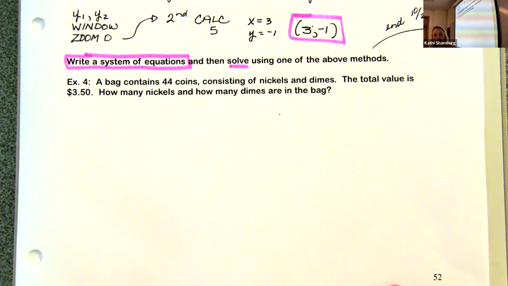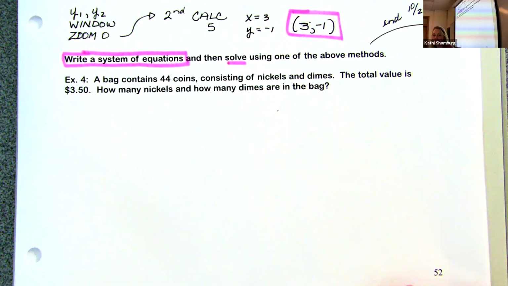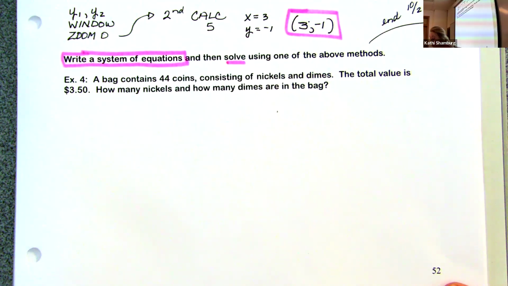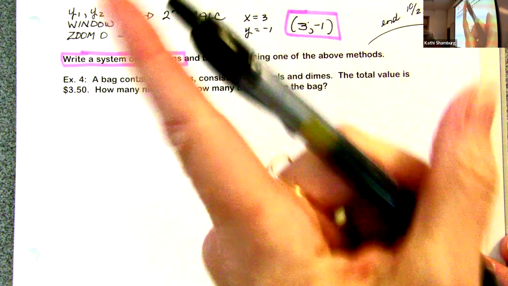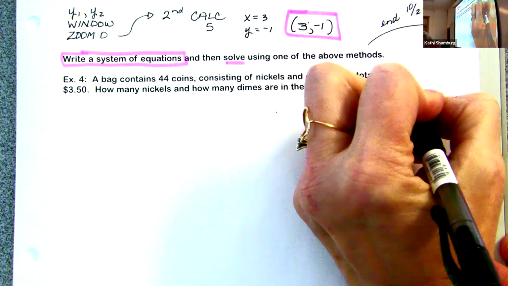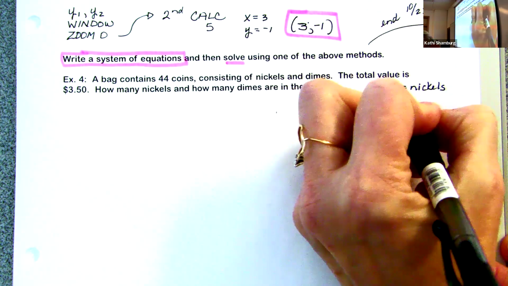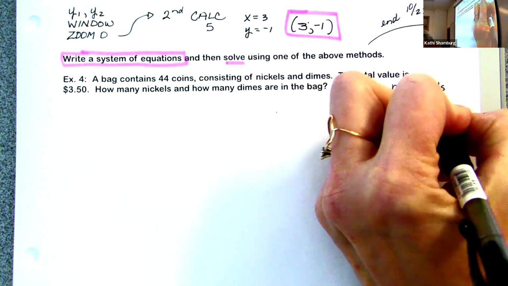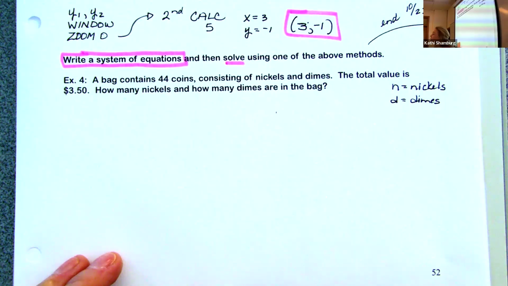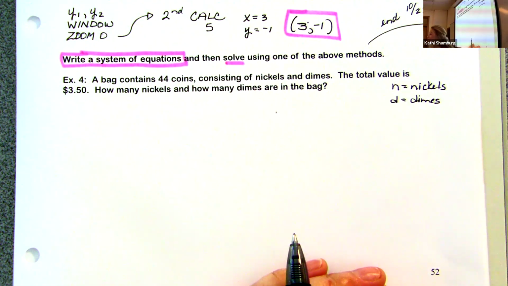All right. So this first one, we have a bag that contains 44 coins consisting of nickels and dimes. The total value is $3.50. How many nickels and how many dimes are in the bag? Okay, so we know we're talking about nickels and dimes. So I'm going to call N my nickels, and D is my dimes. So there's my two variables. Now I need to come up with two equations.